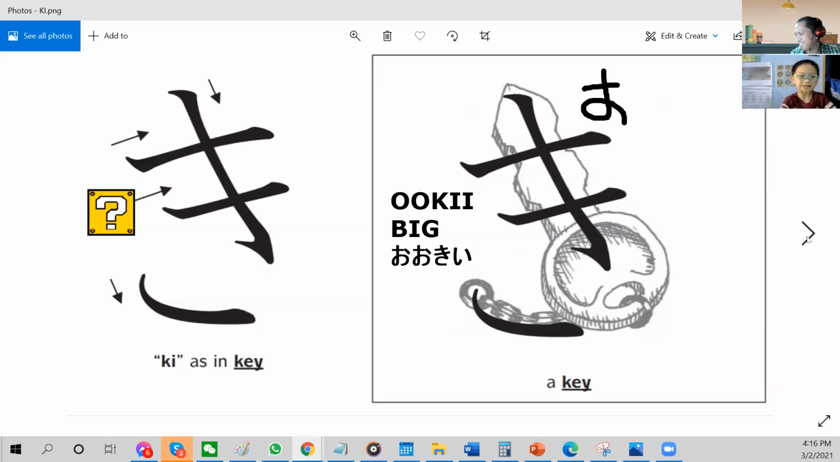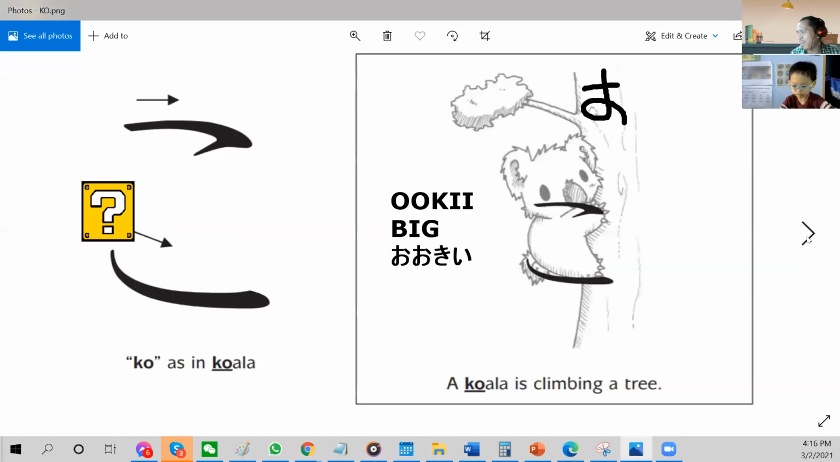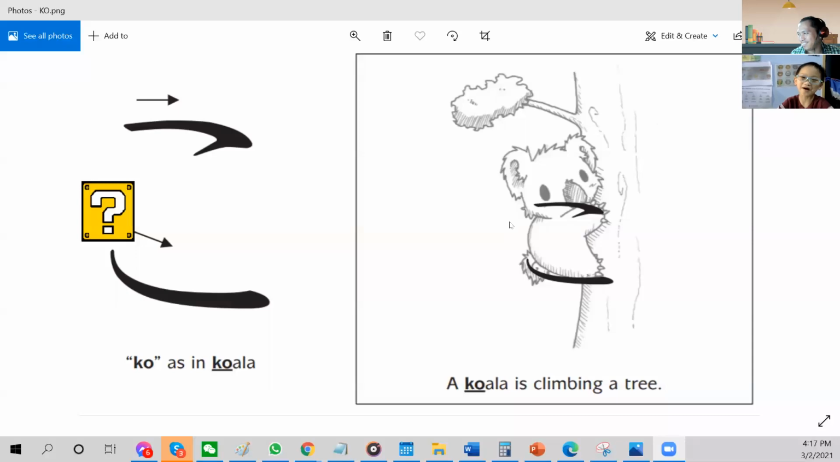Your television, you wear a mask. Okay, so let's have this one. What animal will be this one next? Cow. But what if you don't wear a mask? How about this one? What is this one? Cow. It's a? Koala. Koala.